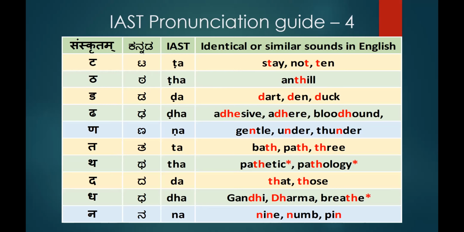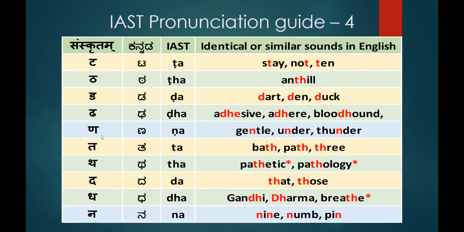Next, da, as in dark, den, duck, etc. You are going to get the d sound. That is the one that is pronounced here. It is not the, like in normal pronunciations, you have to be careful. There's a dot below. Dha is having the mahaprana represented by an h after d with the dot. You can look at adhesive, adhere, dha, dhi. That is the sound that you are trying to produce here.